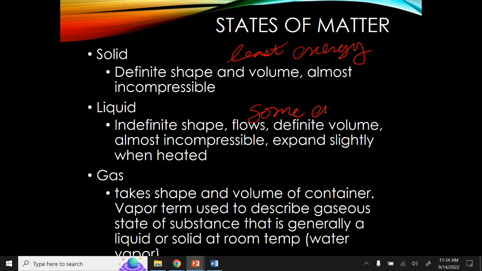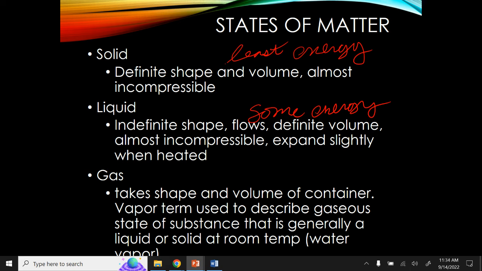Liquids have some energy. Liquids can move around, they can flow, they can splash, but they do have a definite volume. Your can of Coke could be 12 ounces and you pour it into a cup. It's still 12 ounces, even though it takes the shape of the container. These are almost incompressible and they expand slightly when heated.